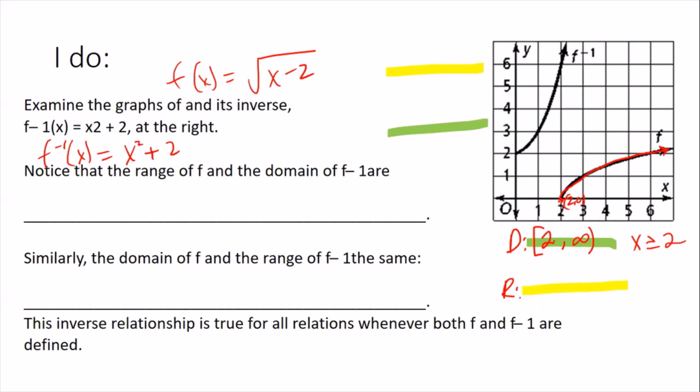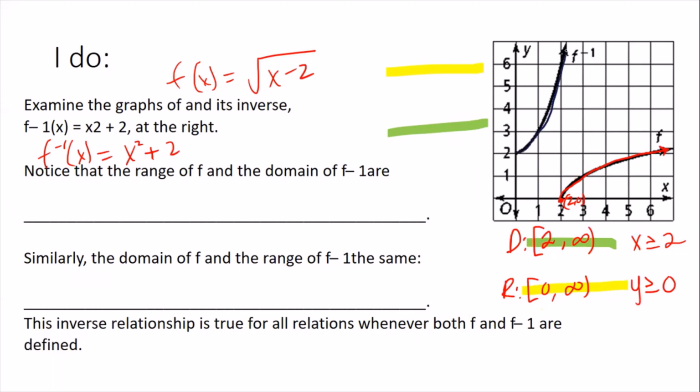What's my lowest y value? Lowest y value is 0, and then it goes to infinity. So 0 to infinity. That's my interval notation. And my inequality notation would be y is greater than or equal to 0. Do we remember doing domain and range? Still with me? Okay.